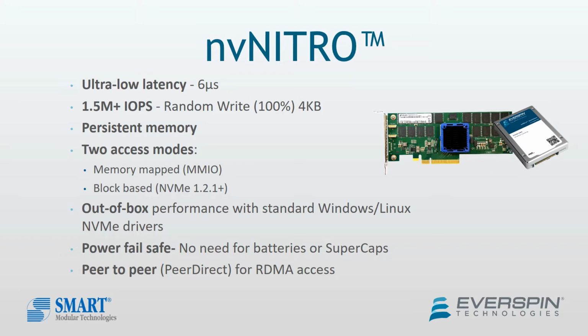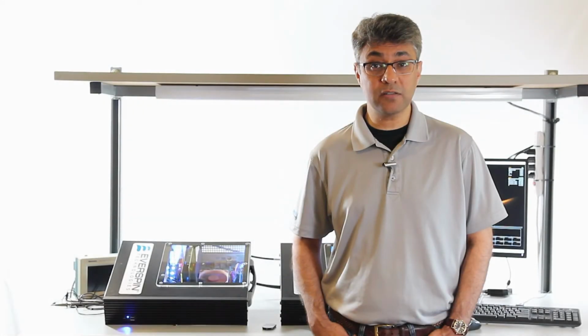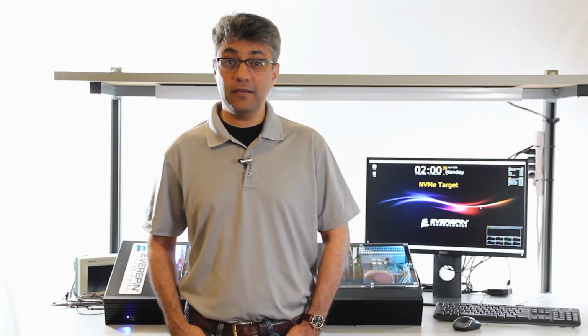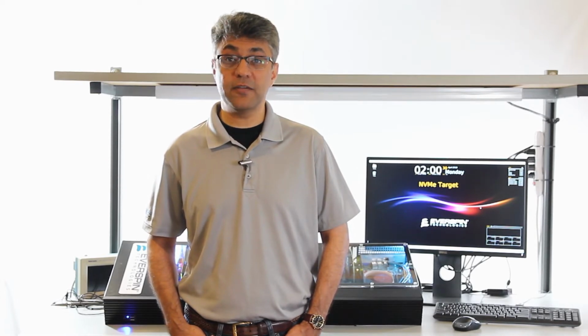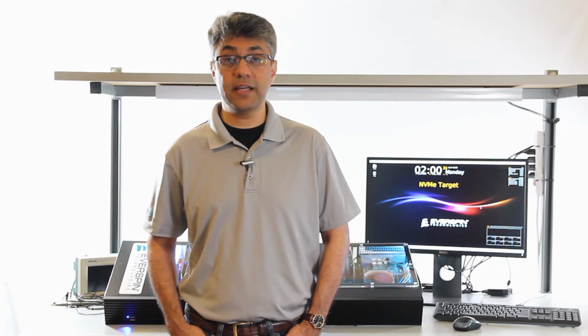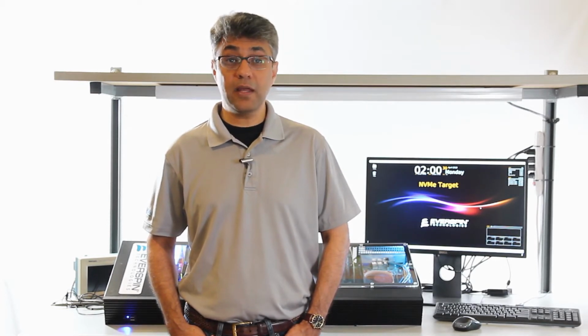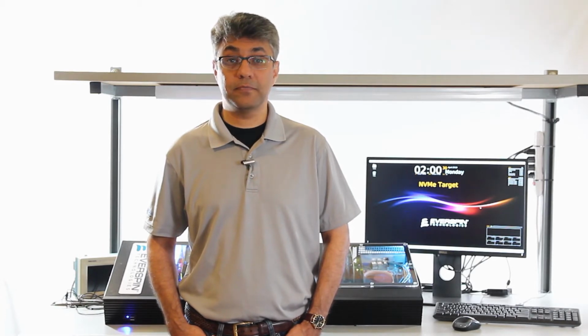It boasts industry-leading performance with less than 7 microsecond latency at queue depth of 1, over 6 gigabytes per second throughput, and 1.5 million IOPS for 4 kilobyte blocks with 100% random write data patterns. Today, I'm going to share with you how to leverage this power loss protected data performance in an NVMe over Fabric setup over a 100 gigabit RDMA network. Let's first look at the entire setup.